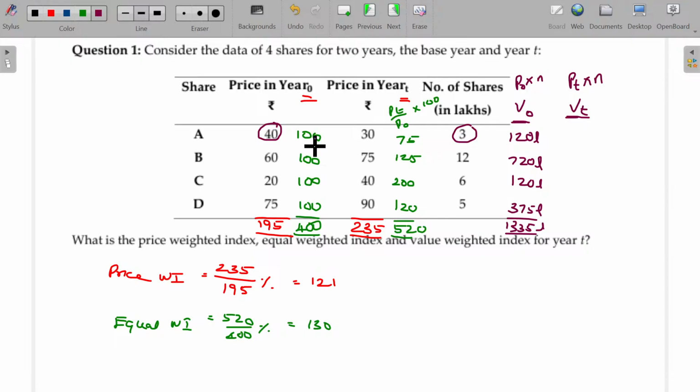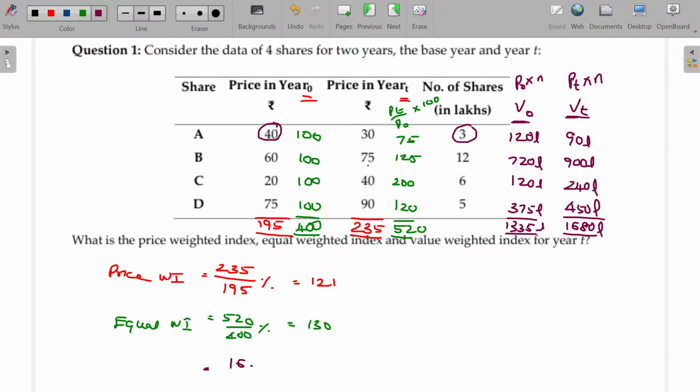Now, the value by the end of the first year is the price by the end of the first year multiplied with the number of shares. So, here 30 into 3, 90 lakhs. And 75 into 12 lakh shares, 900. And 40 into 6, 240. And 90 into 5, 450 lakhs. What is the ultimate value? 1680 lakhs.